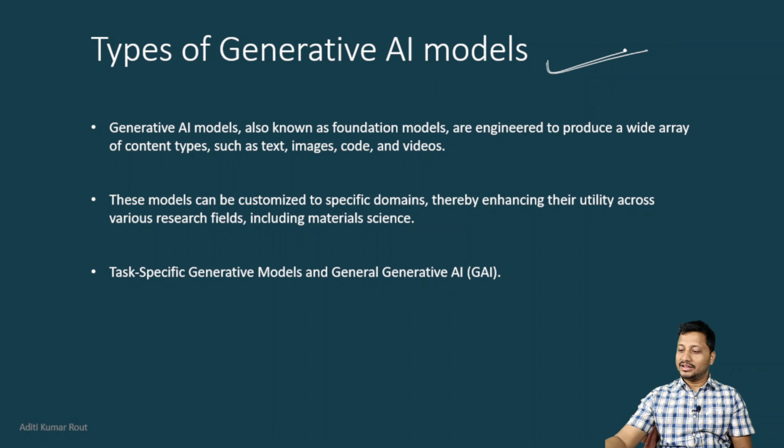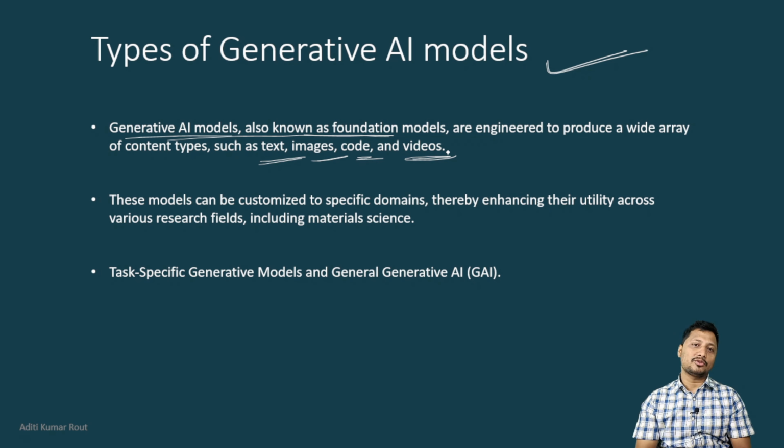So the first point here is that generative AI models are known as foundational models, as I explained, and they are used to create a variety range of content, which can be different types of content: text, image, code, video. It's not specific to language only. Language is a part. It can generate images, it can generate video, it can generate programming code.